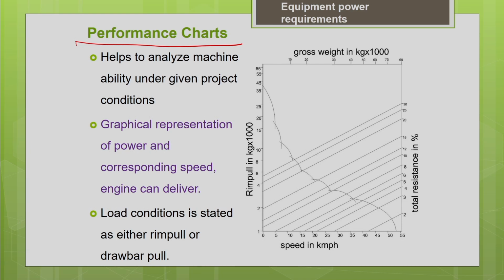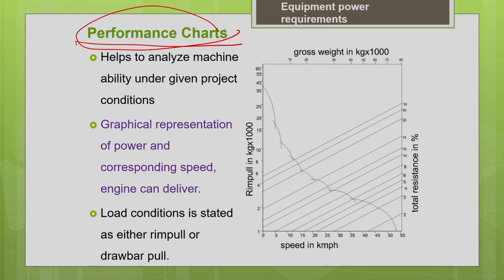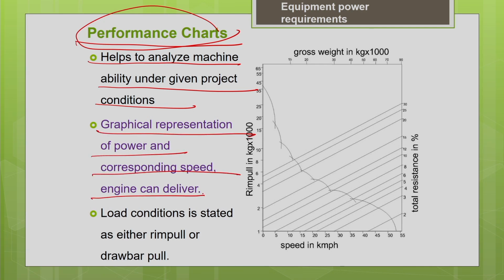Generally the equipment manufacturer supplies the performance charts for the models manufactured by them. In the equipment handbook, you can see the performance charts of various models. With the help of the performance chart, we can know the actual performance of the machine in a particular project condition. That is the significance of this chart. It helps you to analyze the machine's ability under the given project condition. It is basically a graphical representation of power and the corresponding speed an engine can deliver.